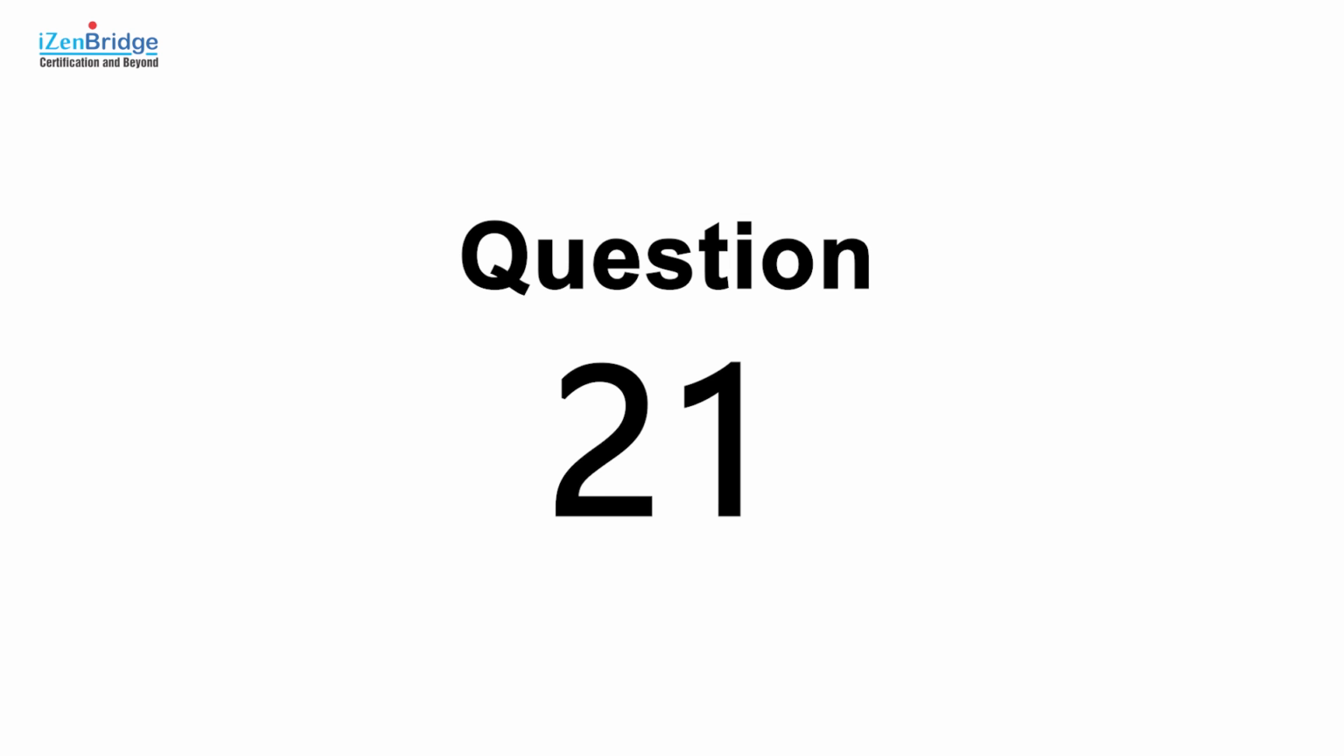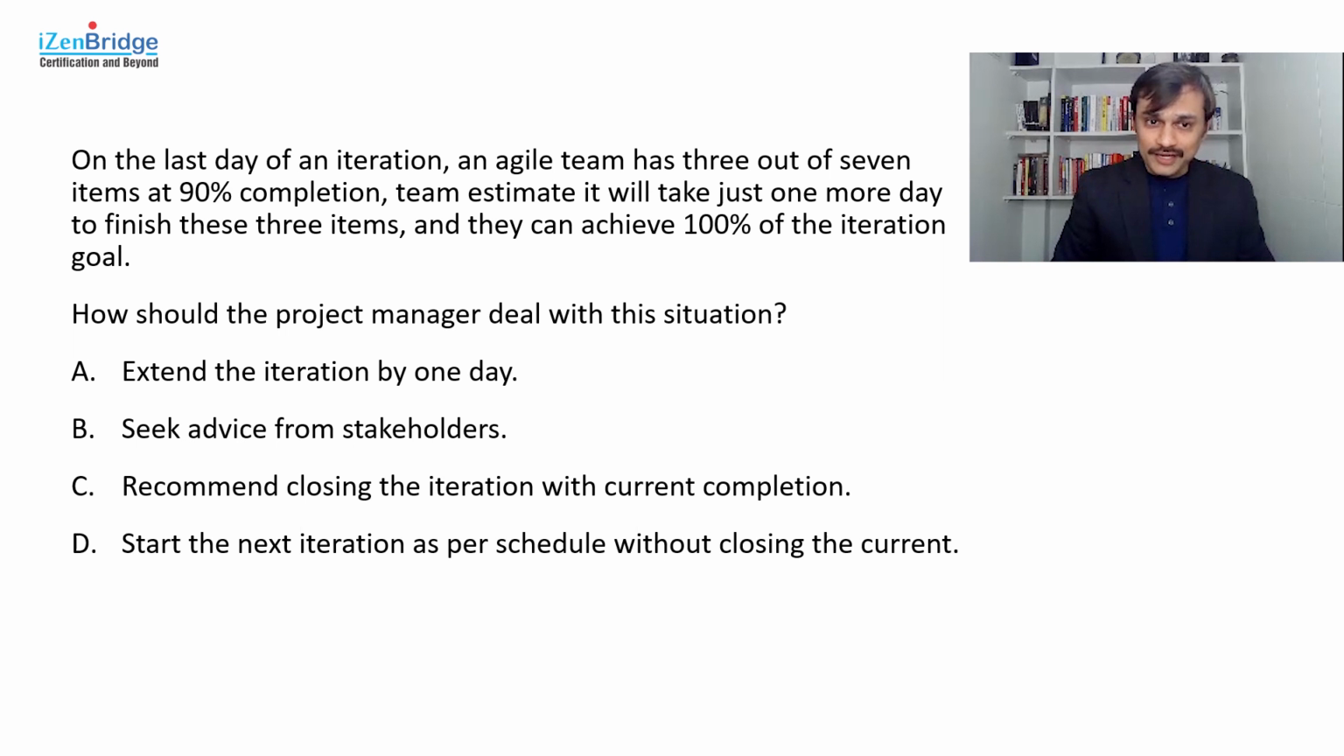Question 21. On the last day of an iteration, an agile team has 3 out of 7 items at 90% completion. Team estimate it will take just 1 more day to finish these 3 items, and they can achieve 100% of the iteration goal. How should the project manager deal with this situation? So what's the right thing to do when you have this situation?